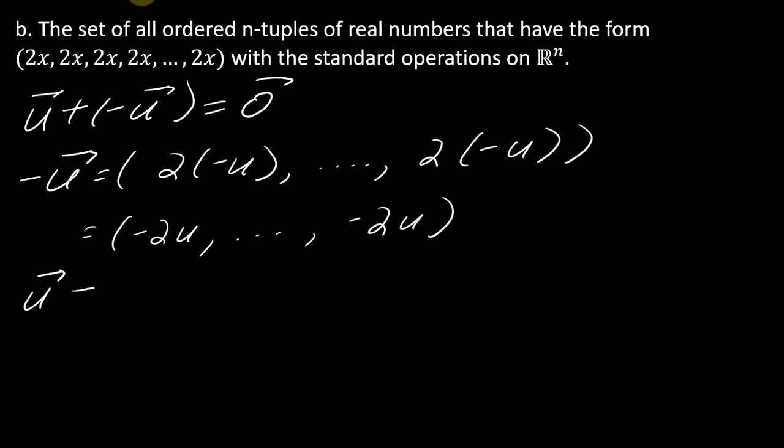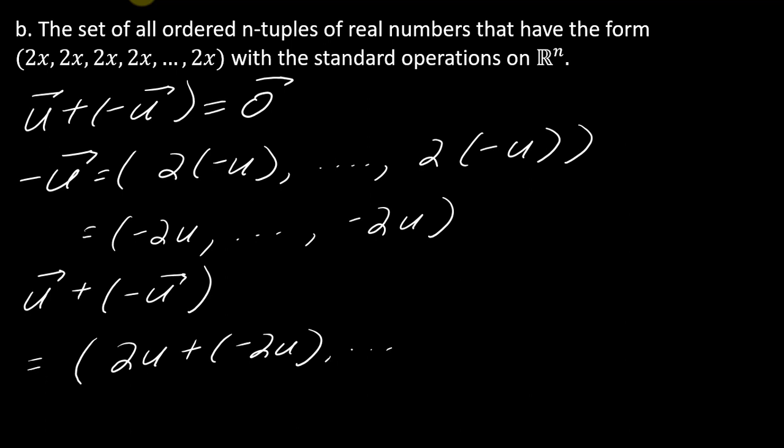Then you'll notice, if I take u plus negative u, if I add those together, what do I get? I have 2u plus negative 2u all the way down.